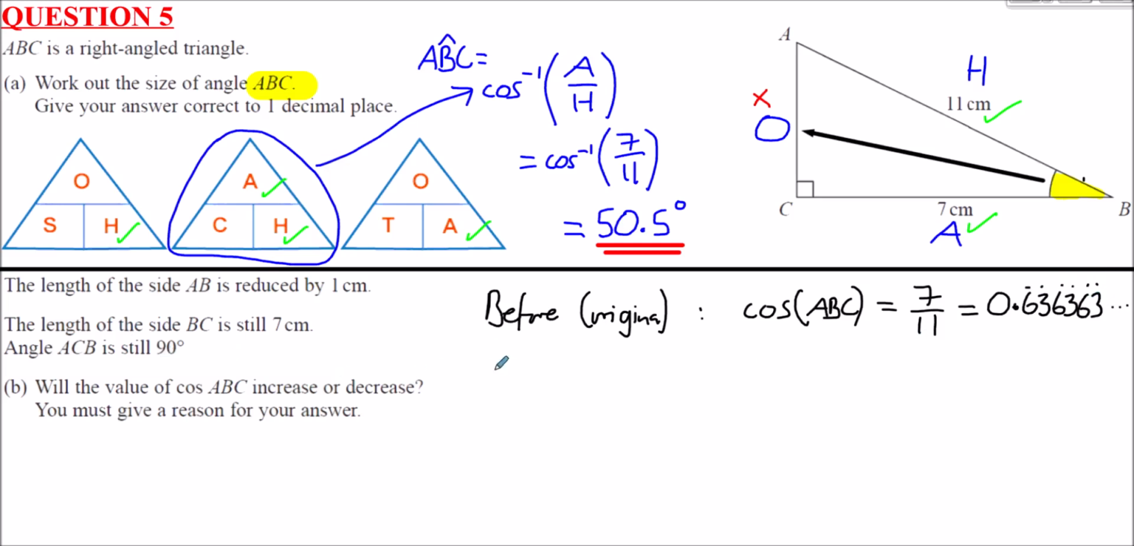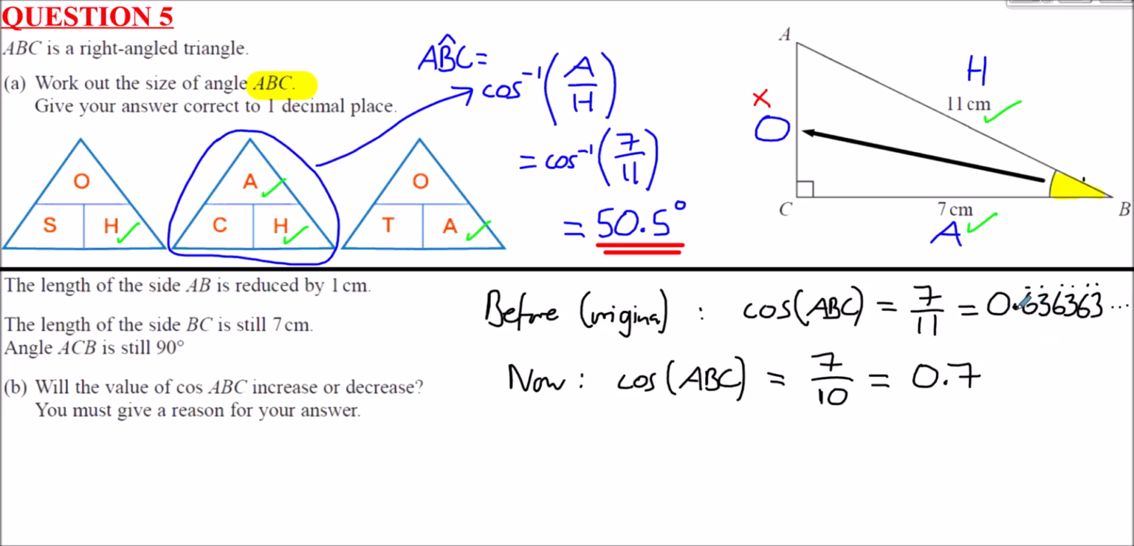Whereas now, after these changes, cos ABC, the side of 7 is still 7, so 7 stays put. But now the hypotenuse here, 11, it says is reduced by 1. So the 11 minus 1 becomes 10. So it's become 0.7. So it's gone from 0.63 recurring to 0.7.